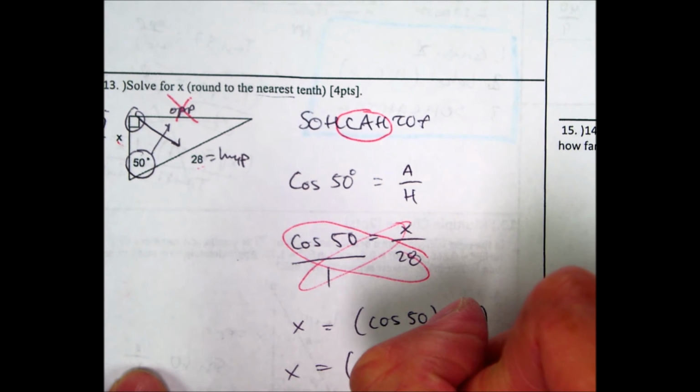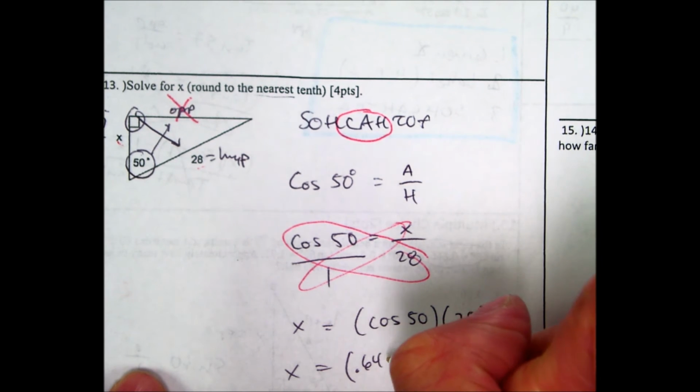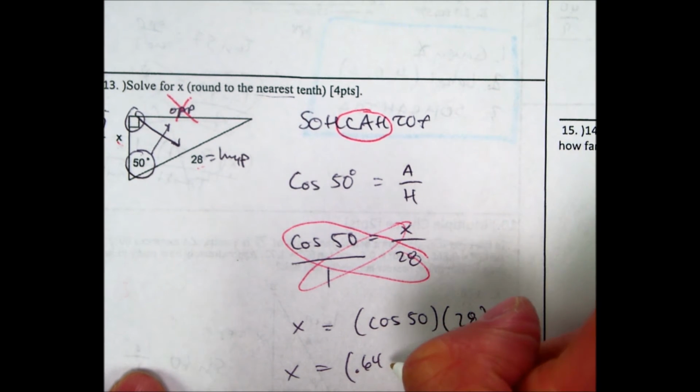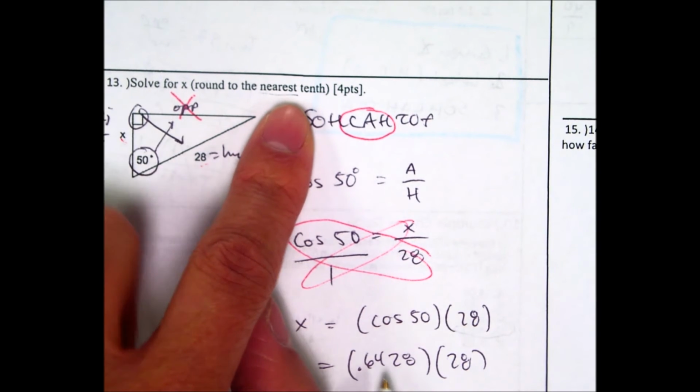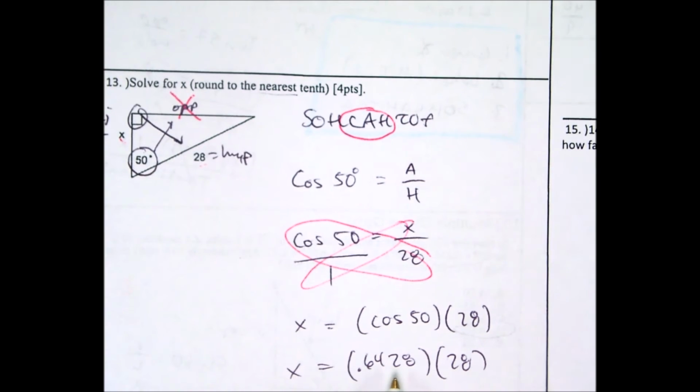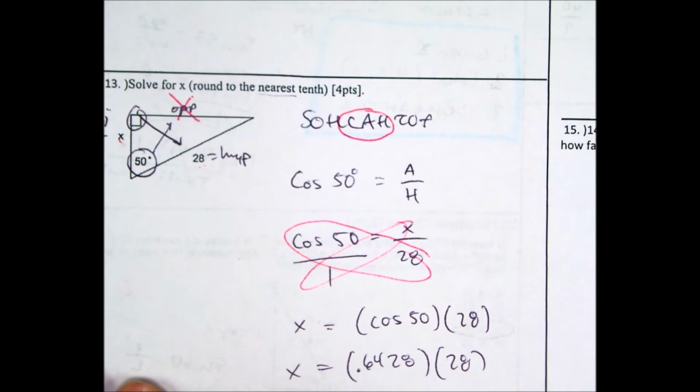Round to 4 decimal places. 6428. And don't get confused here. It says round to the nearest 10th. You shouldn't be doing that for your calculator. And then multiply those two numbers.